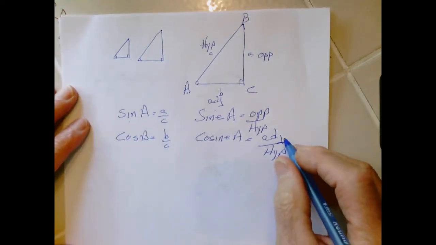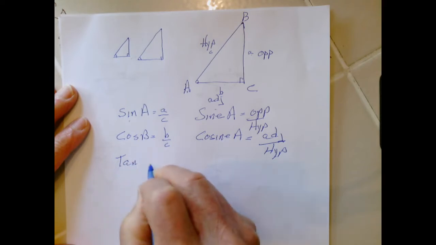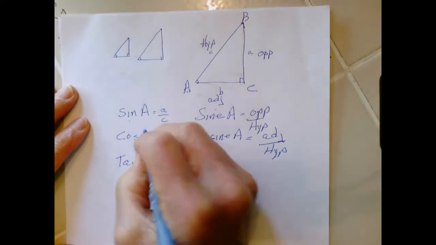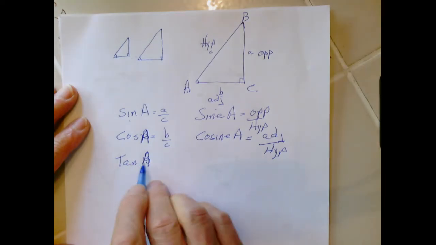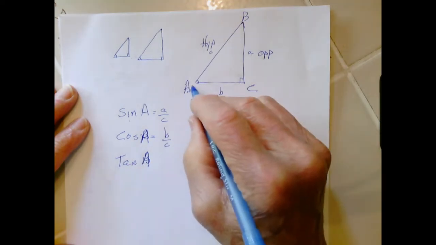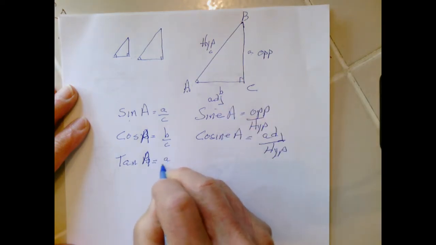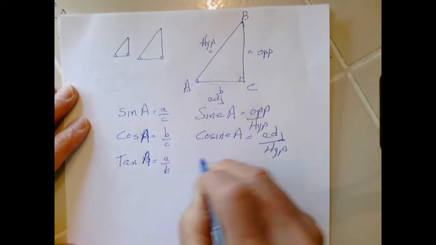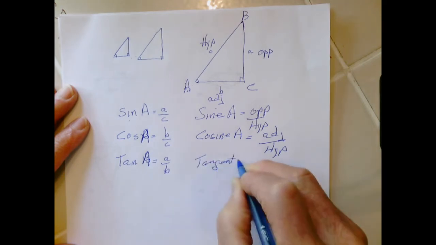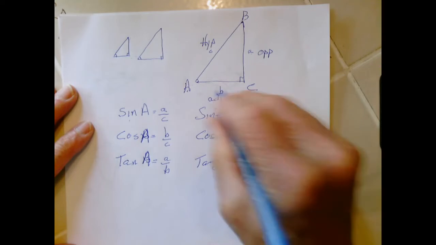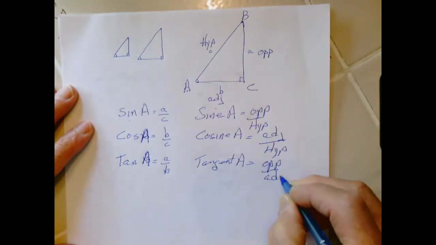Okay? Now, let's go down to the third trig function that I want to talk about, which is the tangent. Let me go back, this is A. The tangent of angle A is going to be the opposite over the adjacent, which is equal to a over b. So the tangent, T-A-N, of A is going to equal the opposite, O-P-P, over the adjacent.